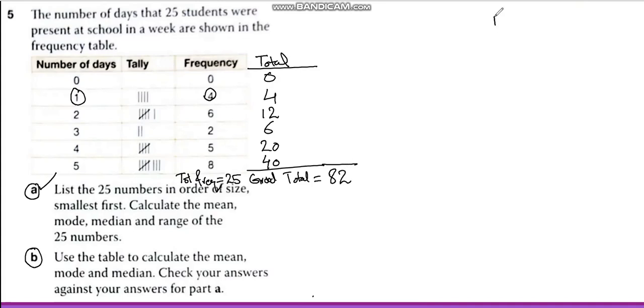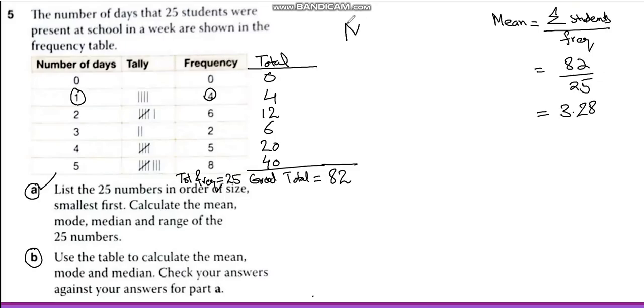So for mean, if we divide the grand total, means the sum of total students, by the frequency, we get 82 divided by 25, that is 3.28. For mode, we will see the most frequent data value, which is 5. The highest frequency is 8, so 5 is the mode.